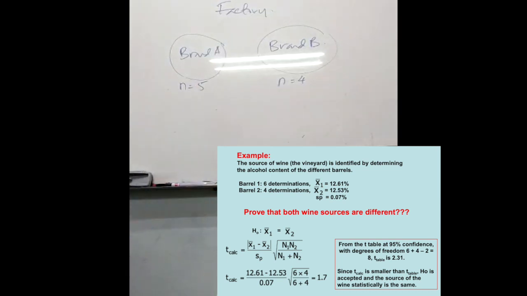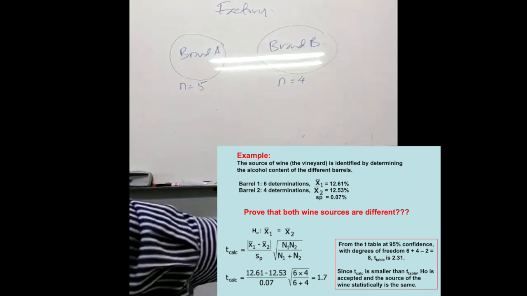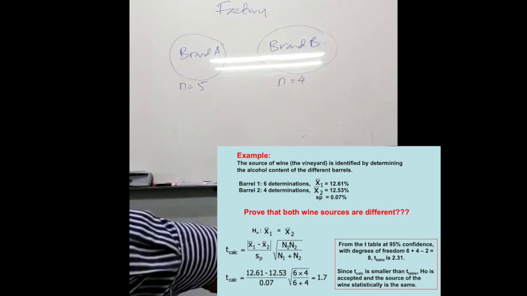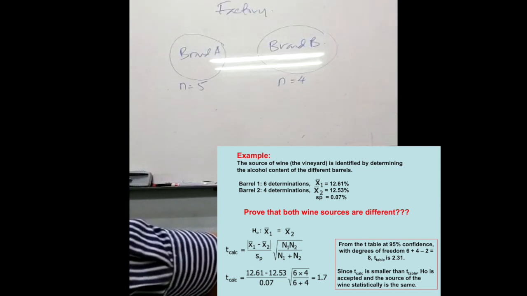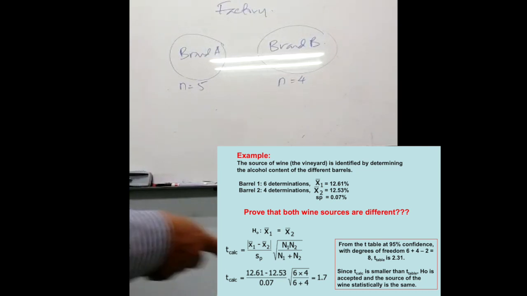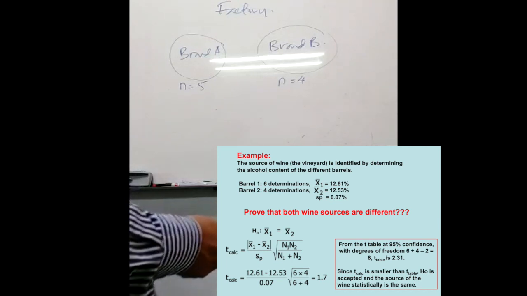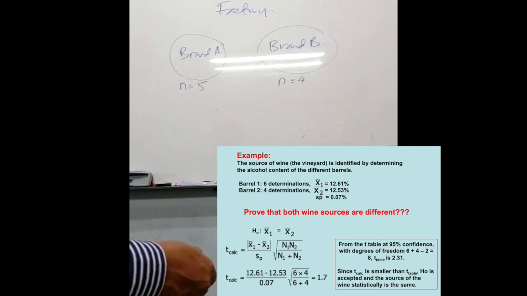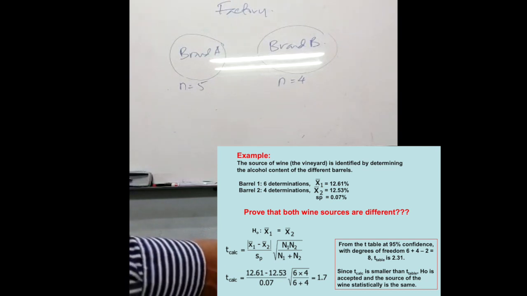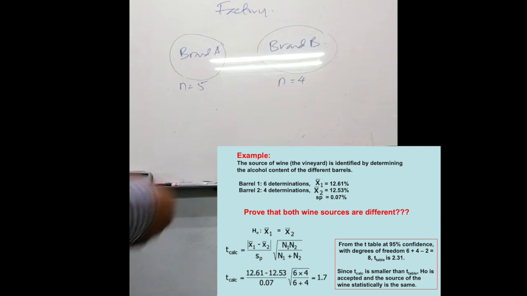So we look at the T table at 95%, at 8 degrees of freedom, and we get the value 2.31. Then we compare T calculation with the T table. From our calculation, T calculation is lower than T table, so we accept the H null. This means barrel 1 and barrel 2 came from the same source. This is the example.